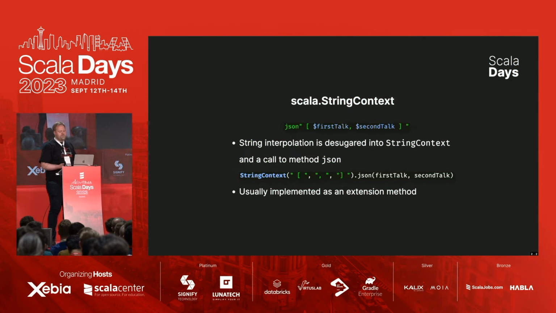So the first thing we need to understand to implement the macro is how a string interpolator works under the hood. When you have a string interpolator like this, it's going to desugar into a call to StringContext, which will create and wrap the string parts of the string interpolator. And then we'll call a method on it, passing all the spliced arguments. So in this case, we're going to call the json method and pass all the arguments, the first and second talk. And usually this is implemented as an extension method.